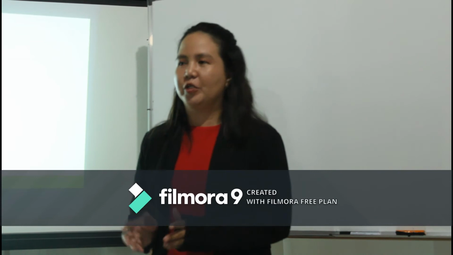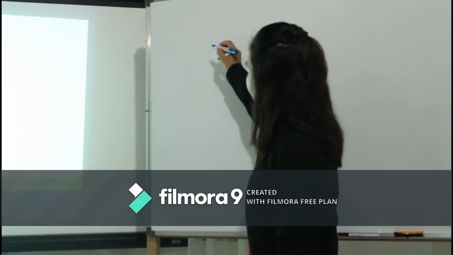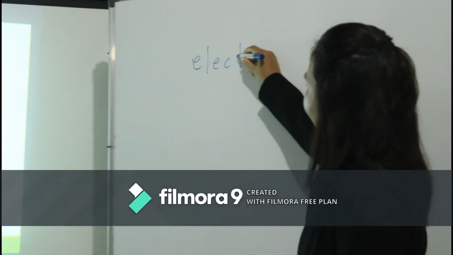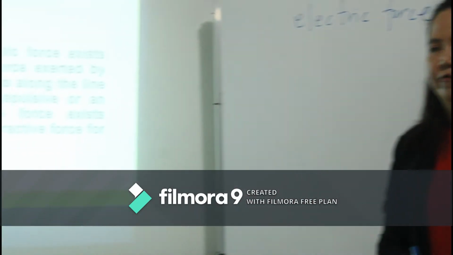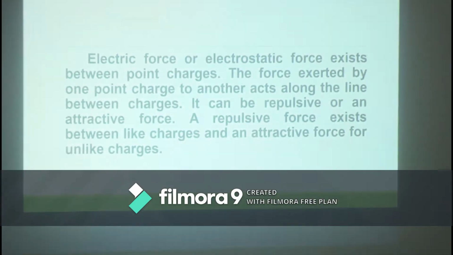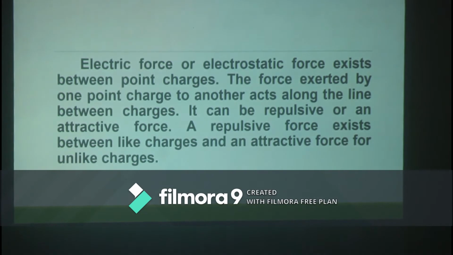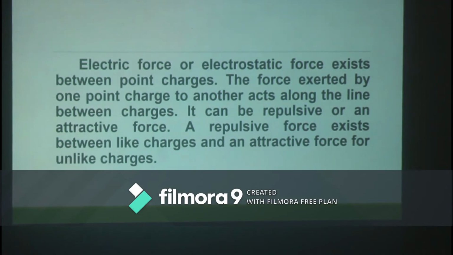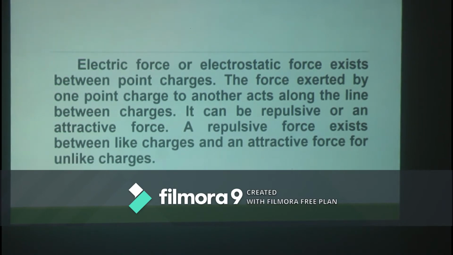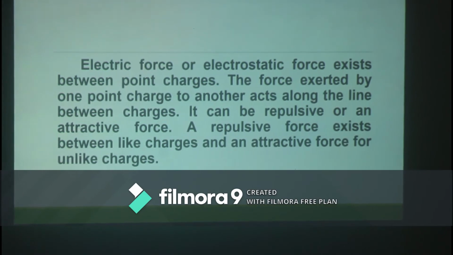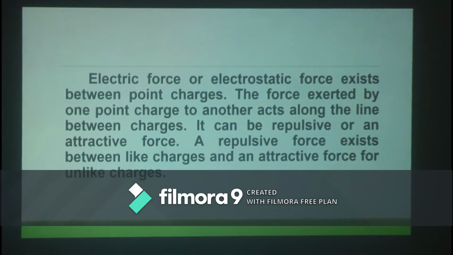Let's discuss the concept in the activity. Now, charged objects interact, or they communicate with each other, by means of electric force. Electric force or electrostatic force exists between point charges. The force exerted by one point charge on another acts along the line between the charges. So it can be a repulsive or an attracting force. A repulsive force exists between like charges and an attracting force for unlike charges.